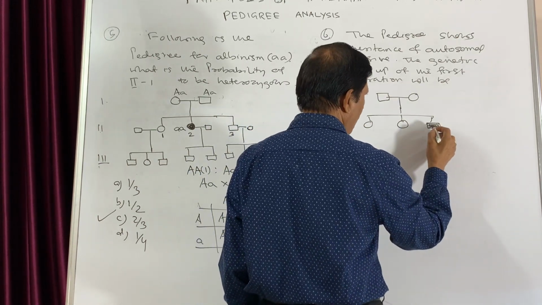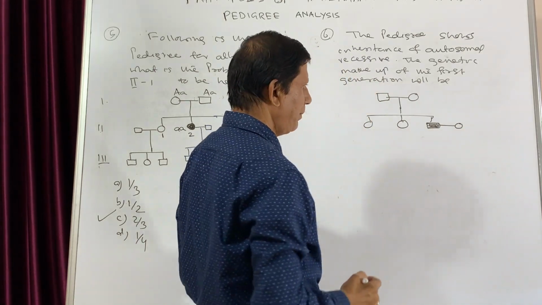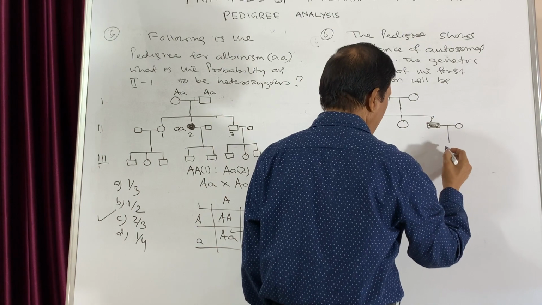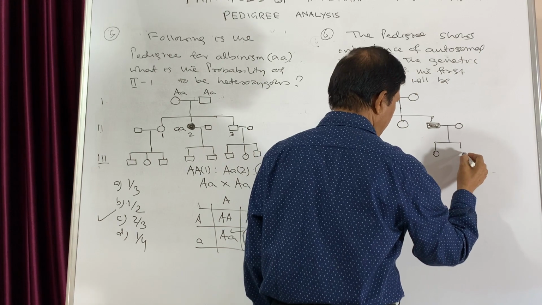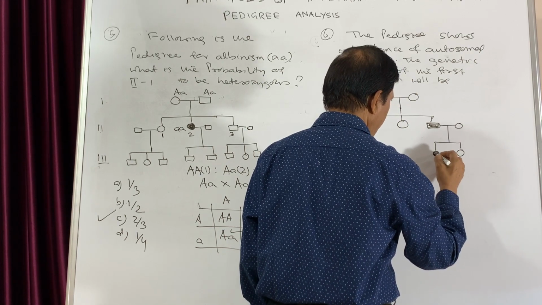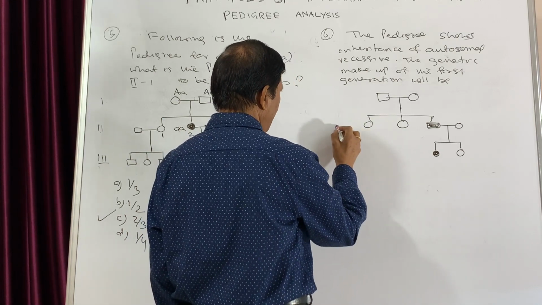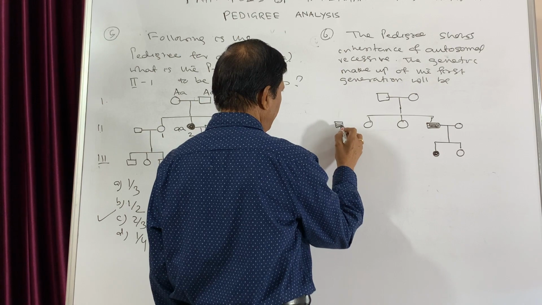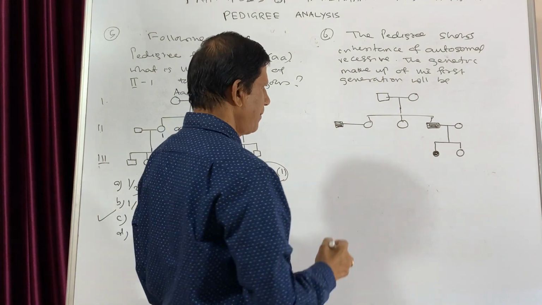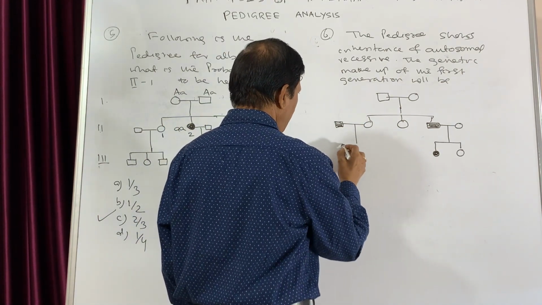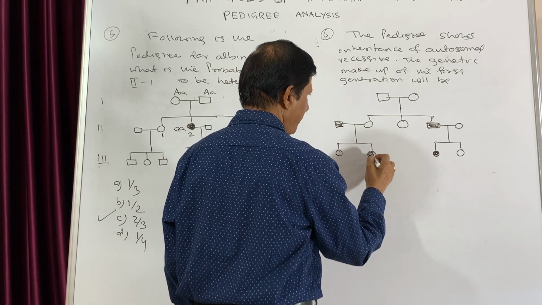Now the son will marry a person, a lady, unaffected. Now they will again have two children. Both are daughters, but one is affected, the other is not affected. Now this daughter will marry another male who is also affected. Now they will have two daughters. One is unaffected, the other is affected.